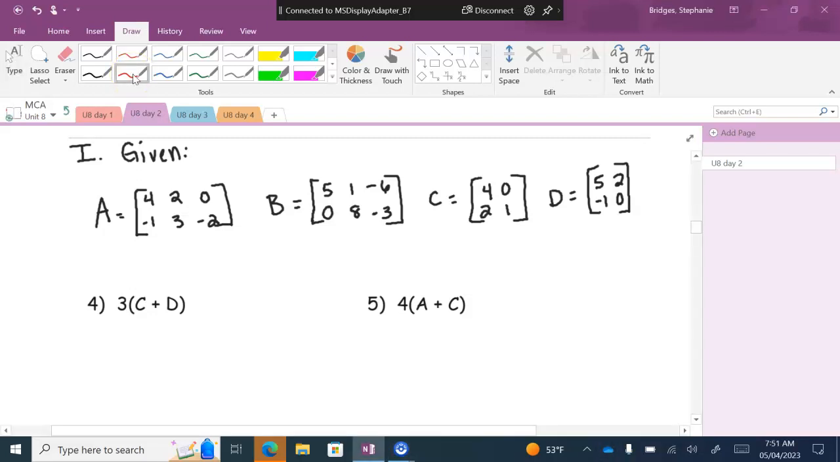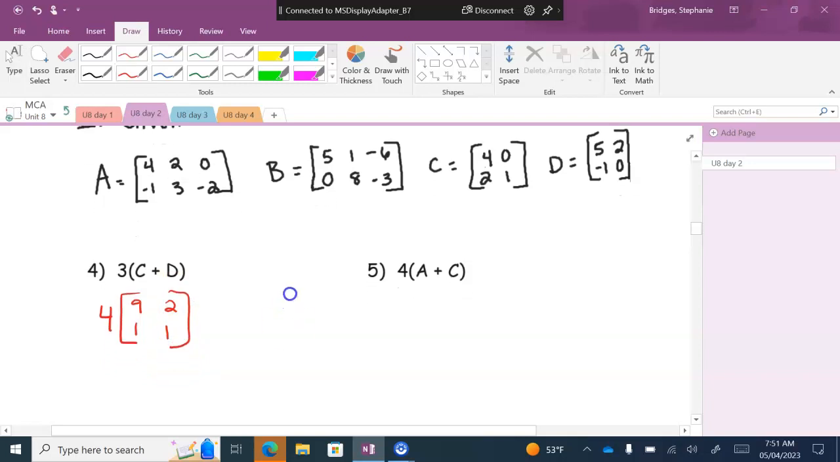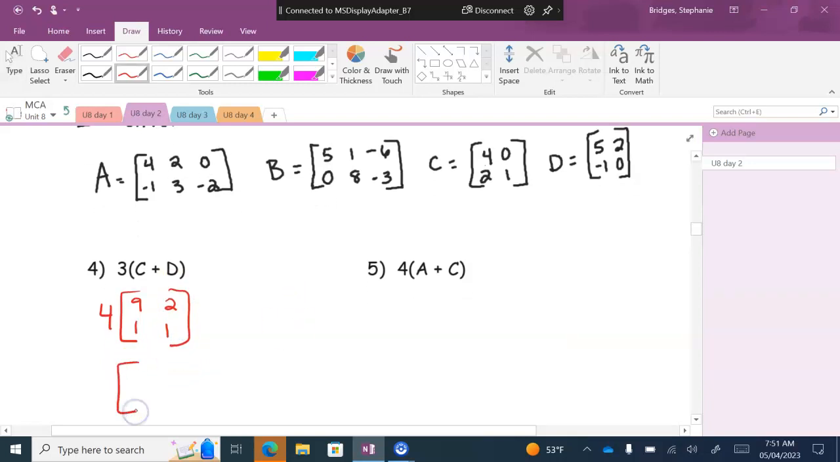All right, so the first thing I'm going to do is add first. C plus D, they are the same size. So remember, we just add each element. 4 plus 5 gives me 9. 0 plus 2 gives me 2. 2 plus -1 gives me 1. And 1 plus 0 gives me 1. And then I multiply each one by 3, except that's not a 4, that's a 3. That's 27, that's 6, that's 3, and that's 3. That's how we leave our answer there.